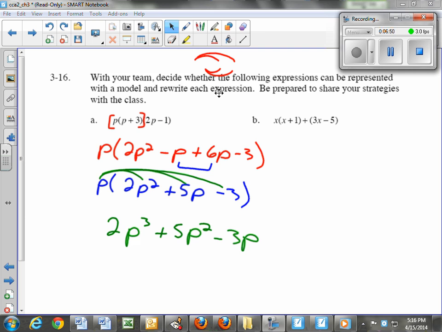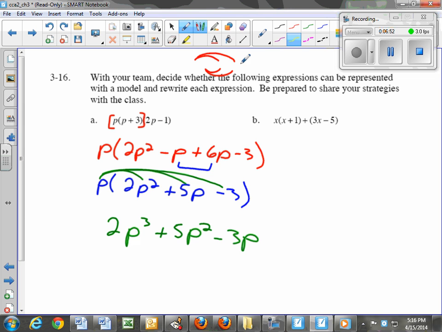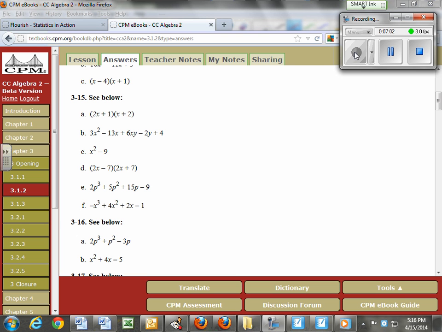Likewise, in letter B, you're going to distribute first, and then combine like terms. So here are the answers for number 16.